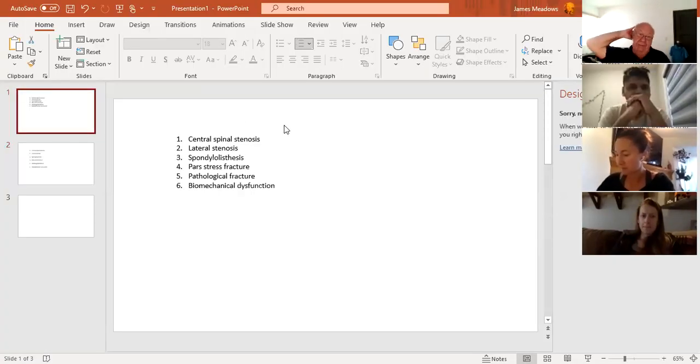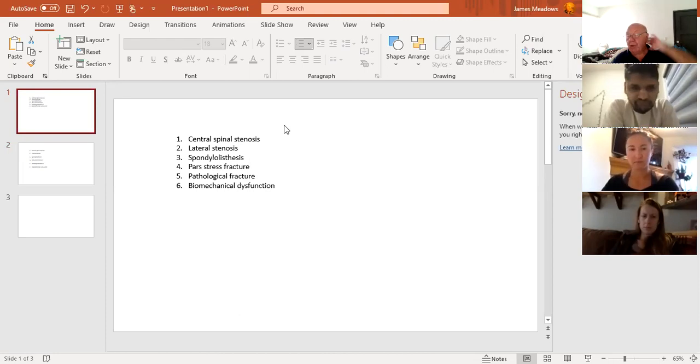Okay, so we've got 6 lumbar conditions there. Central spinal stenosis, lateral stenosis, spondylolisthesis, a pars stress fracture, pathological fractures of the vertebra, and biomechanical dysfunction. So what I want you to do is just write down, we're doing the first one first, and then we'll go from there. Write down the diagnostic criteria that you would use to diagnose somebody with central spinal stenosis.